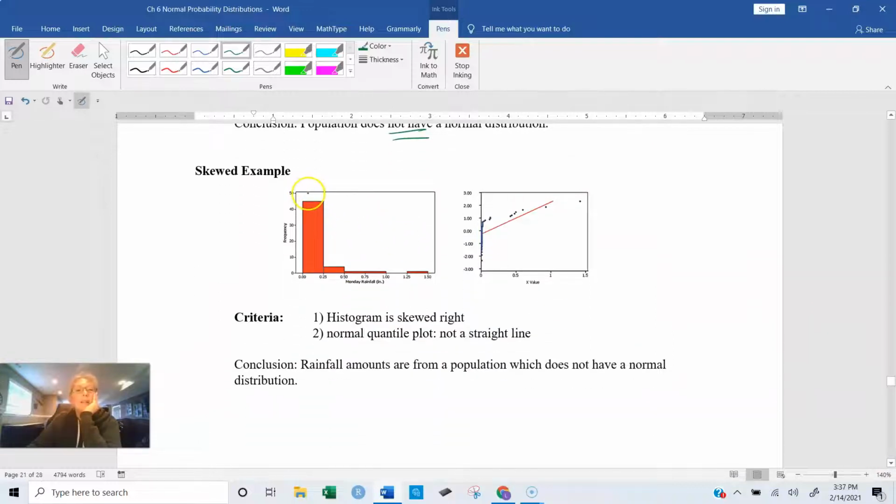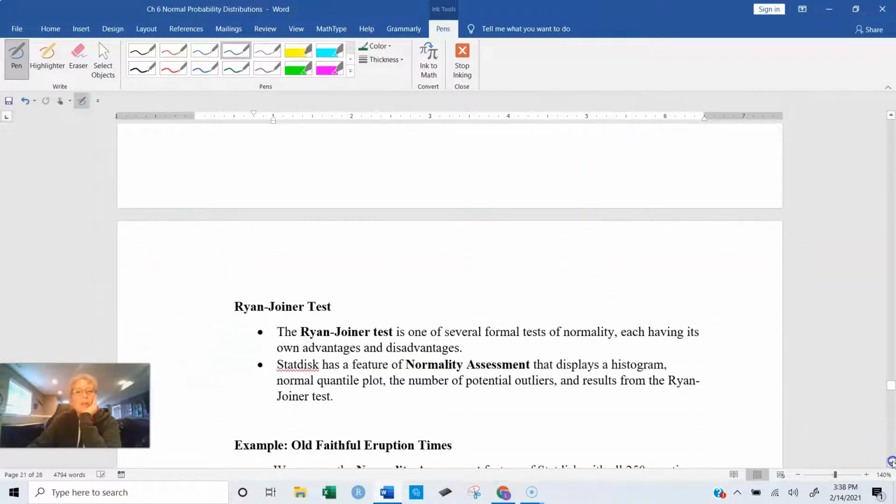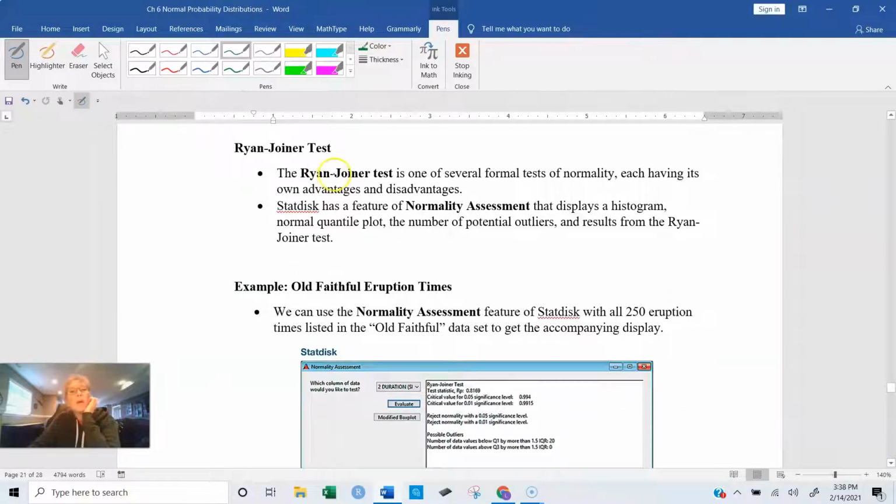I hope you realize this one is absolutely skewed right. So it's skewed right, and look at all this data over here, definitely not a straight line. Fails both, not a normal distribution. Okay, so we are unhappy with everything. Now, the Ryan-Joiner test will tell you if there are potential outliers, and if we should reject or accept the null.